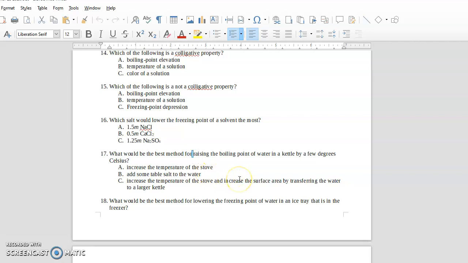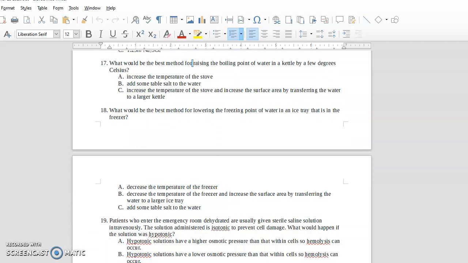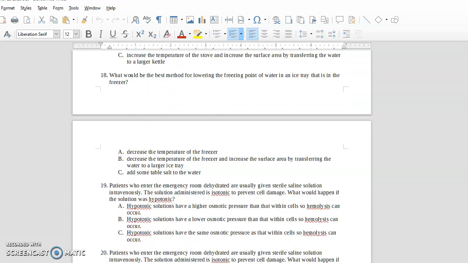Which would be the best method for raising the boiling point of water in a kettle by a few degrees? And the answer to that is B. Add some table salt to the water. Increasing the temperature doesn't do it. Increasing the temperature of the stove and the other things do not do it either. On 18, what will be the best method for lowering the freezing point of water in an ice tray in a freezer? And 18 also is C. Add some table salt to the water.